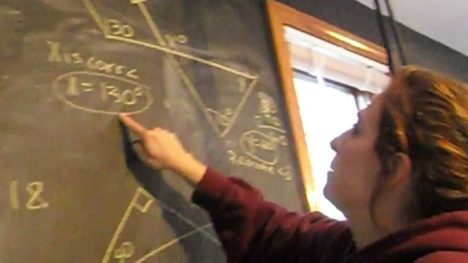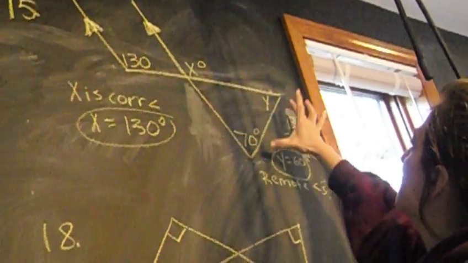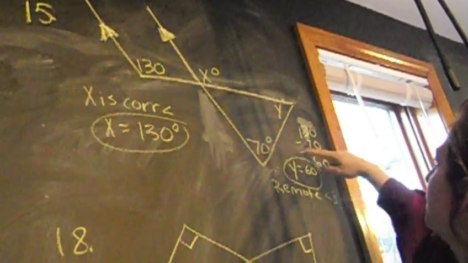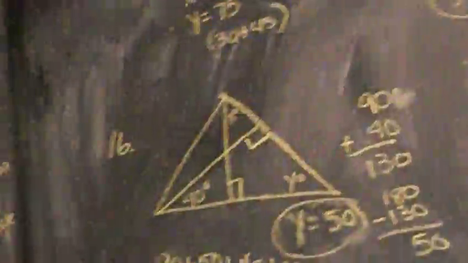Number 15, I have corresponding angles. So x is automatically going to be 130. And then, so if x is 130, these two added together should equal 130. 130 minus 70 is 60. Y is going to be 60. It's a remote angle.